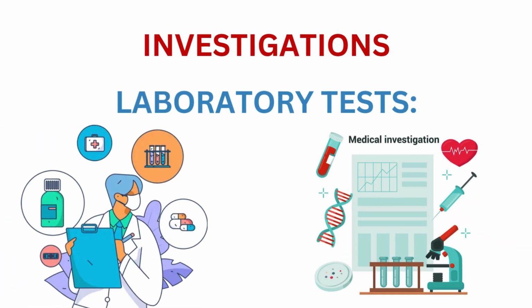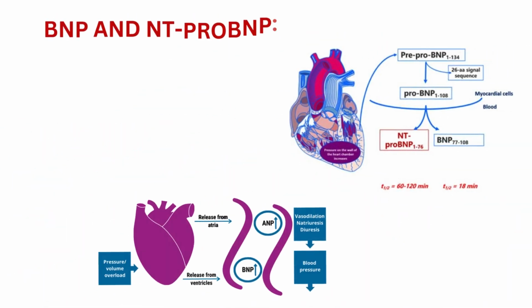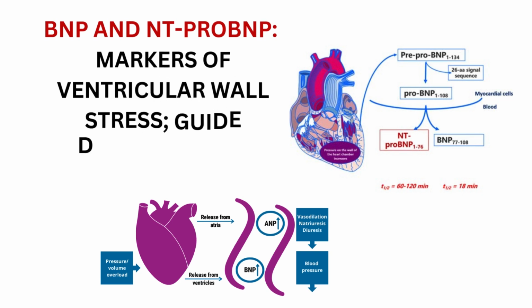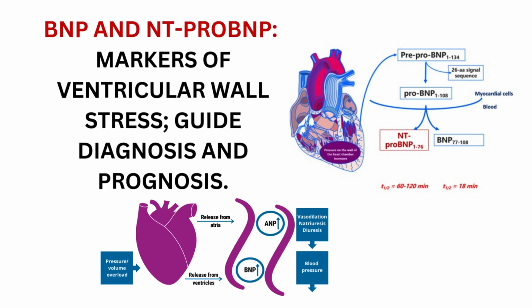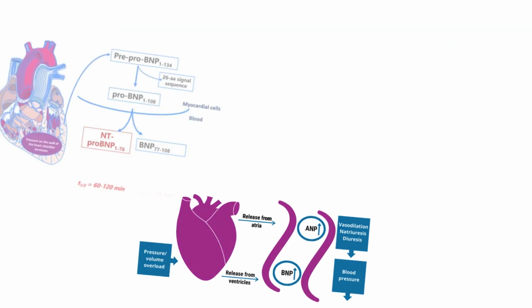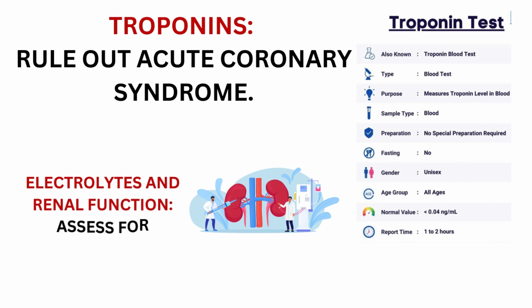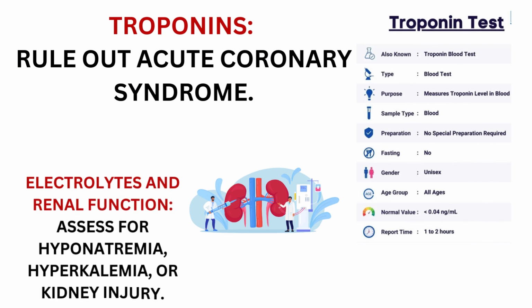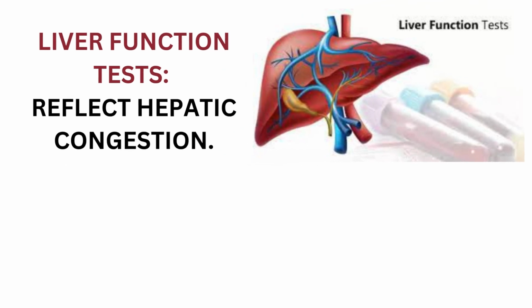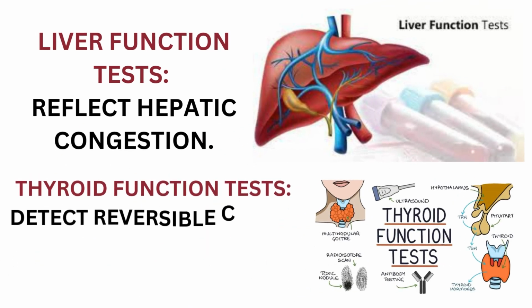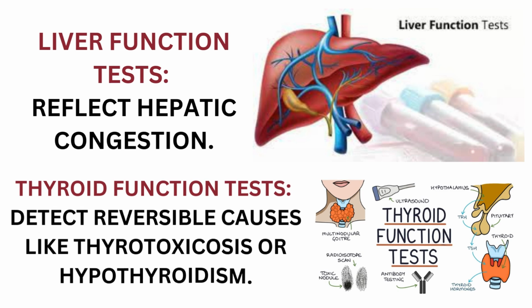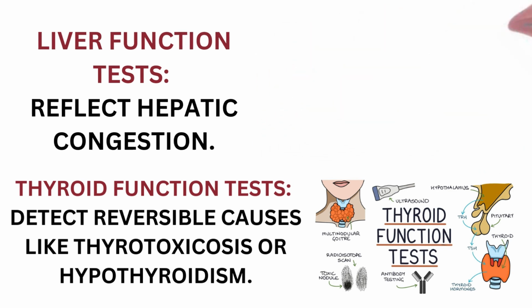Investigations. 1. Laboratory tests. BNP and NT-proBNP, markers of ventricular wall stress, guide diagnosis and prognosis. Troponins rule out acute coronary syndrome. Electrolytes and renal function assess for hyponatremia, hyperkalemia, or kidney injury. Liver function tests reflect hepatic congestion. Thyroid function tests detect reversible causes like thyrotoxicosis or hypothyroidism.